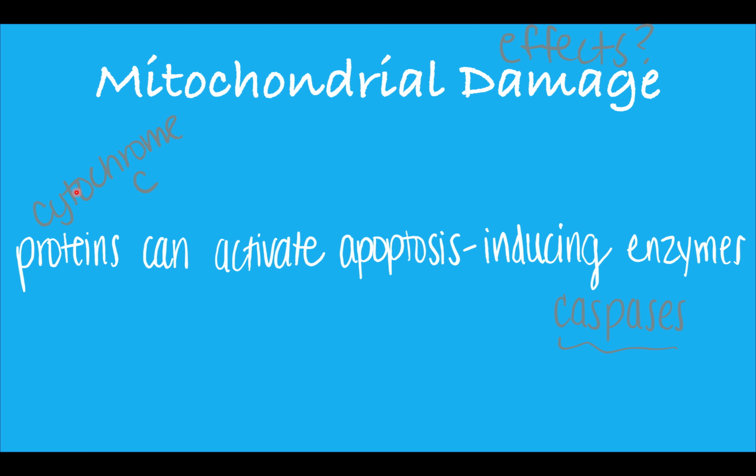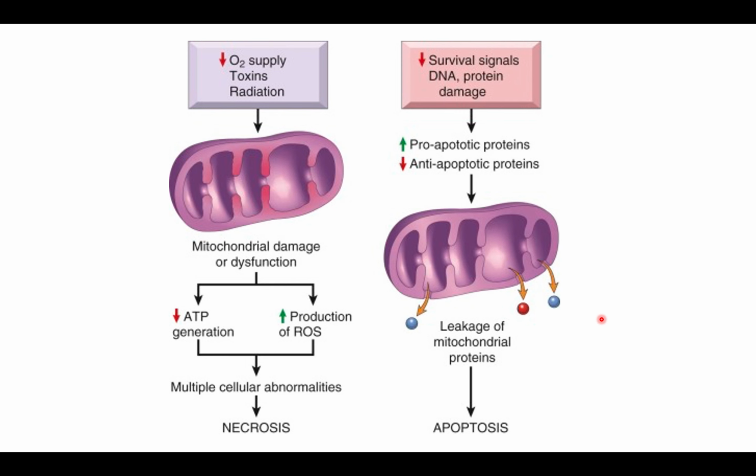One of the main proteins that activates apoptosis is cytochrome C. So I would circle the cytochrome C and circle this caspase. You should definitely know both of those before we move on to the next lecture. So here's the summary picture from Robbins, and here you can see that if you have decreased oxygen supply or toxins or radiation or anything that can damage these mitochondria, you're decreasing the amount of ATP because you're decreasing oxidative phosphorylation, and if you have that abnormal oxidative phosphorylation, you can make those reactive oxygen species.